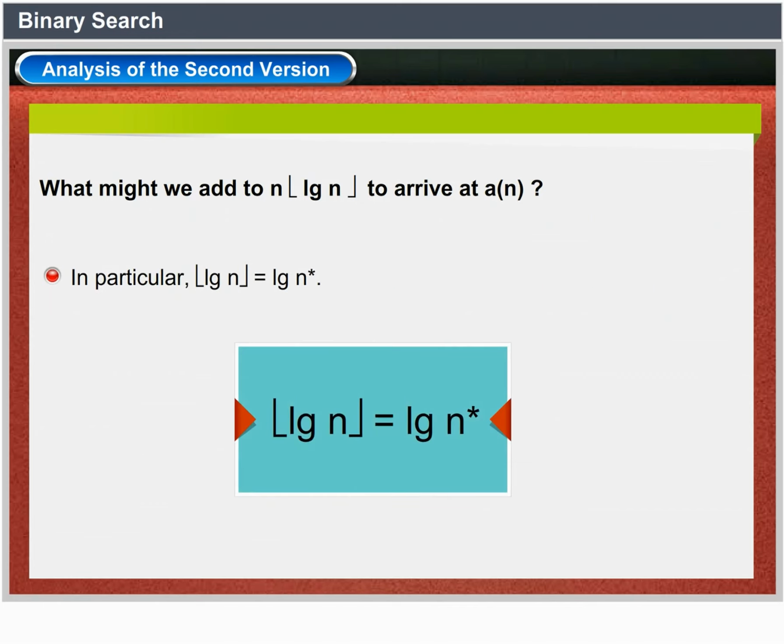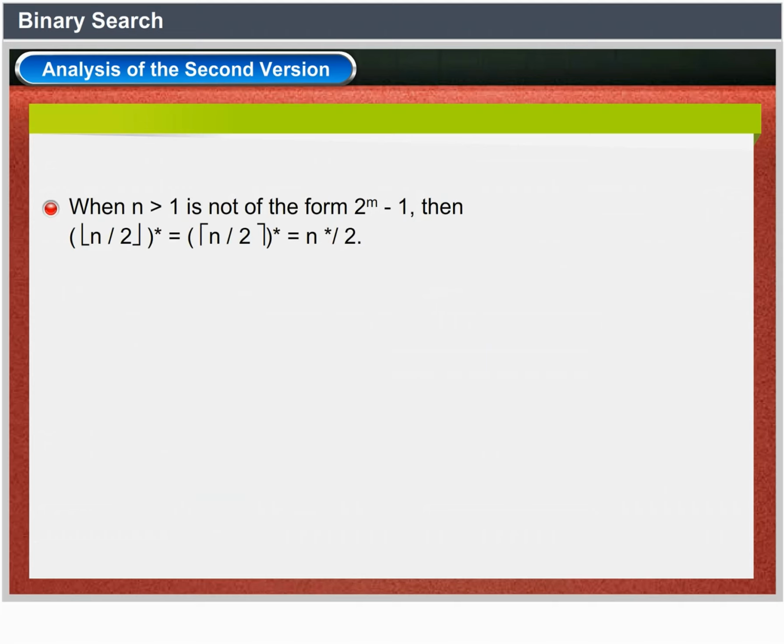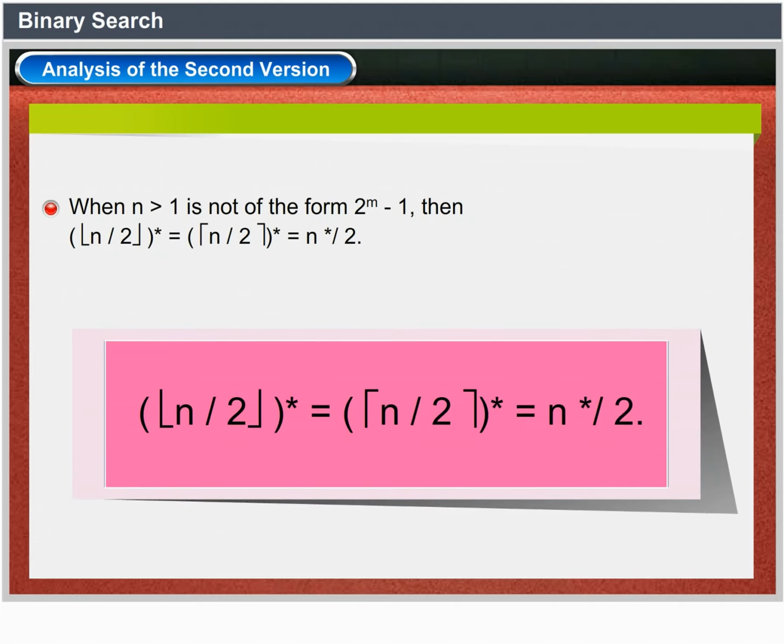When n greater than 1 is not of the form 2^m - 1, then (floor(n/2))* = (ceiling(n/2))* = n*/2.